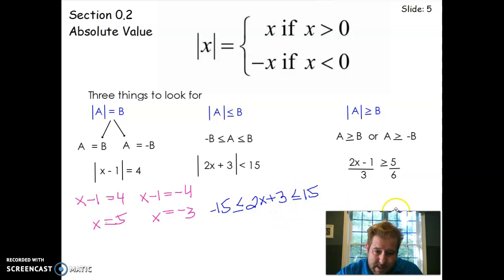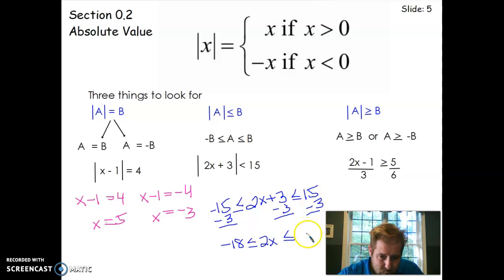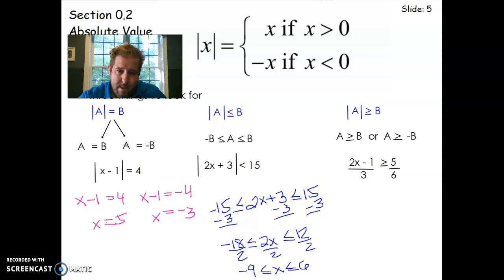All right, so the next thing I'm going to want to do is subtract 3 from all sides, and that ends up giving us negative 18 is less than or equal to 2x, which is less than or equal to 12. Now the last step would be to divide all of these by 2, and then you end up getting negative 9 is less than or equal to x, which is less than or equal to 6, and there is your answer.